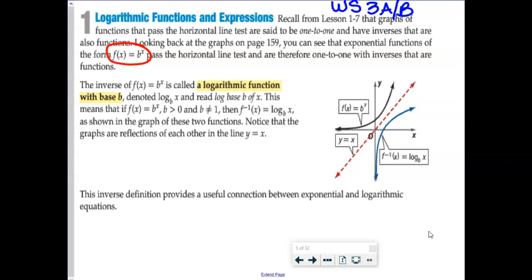And logarithms are a bit of a mystery to most kids because you really have a hard time understanding, number one, how the math of a logarithm works, and number two, any sort of concrete usage for it. Because you're like, what exactly is a logarithm? And the best answer I can give you is it's the inverse of an exponential function.